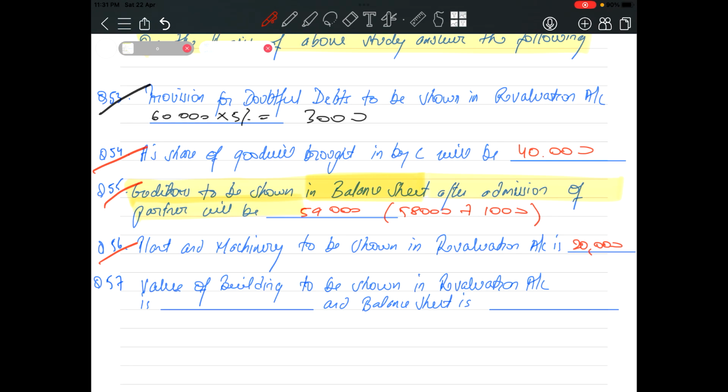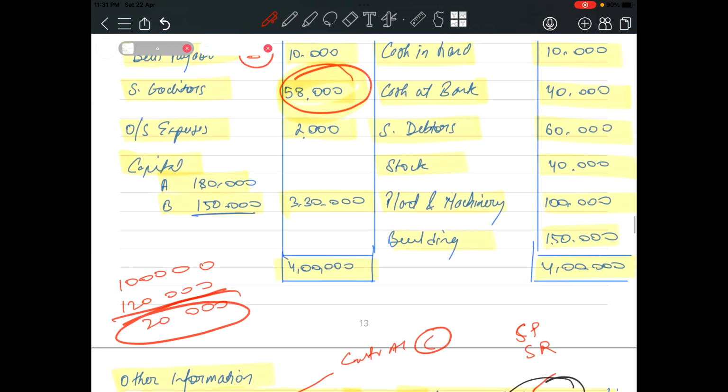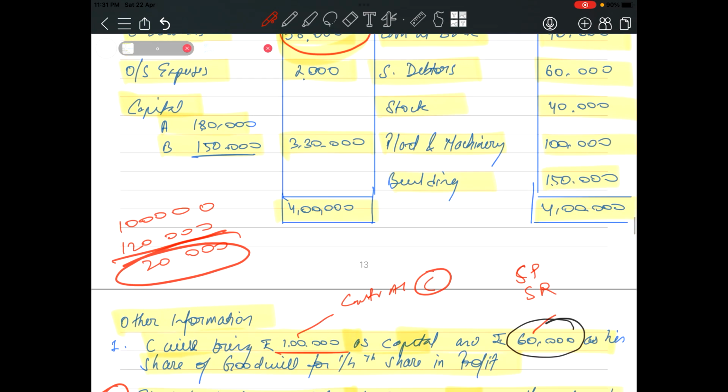Now question number 57. Value of building to be shown in revaluation account. What is the data given on building? The value of building is to be appreciated by 10%. What is the value of building in the balance sheet? It is 1,50,000.